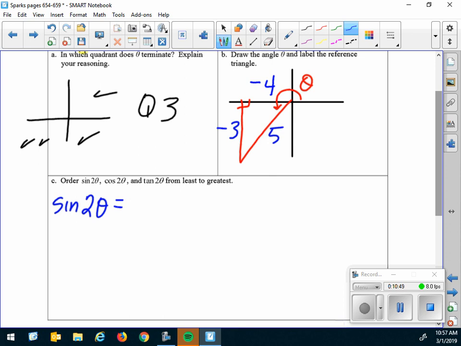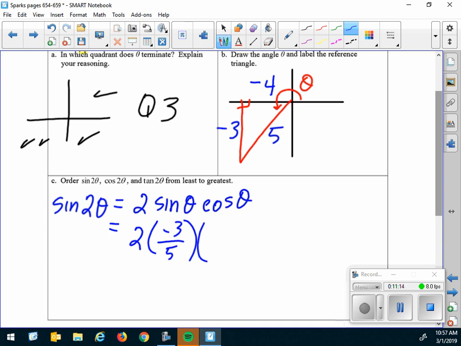Sine of 2 theta. Remember the formula? What's the formula? Perfect. And we're going to pull sine theta and cosine theta right off that triangle. 2 times, what's the sine of theta? Negative 3/5. Good. Times the cosine of theta. What's the cosine of theta? Perfect. Negative 4/5. Multiply. What are you going to get?